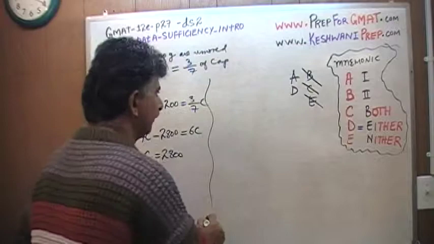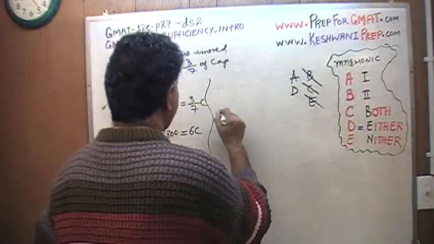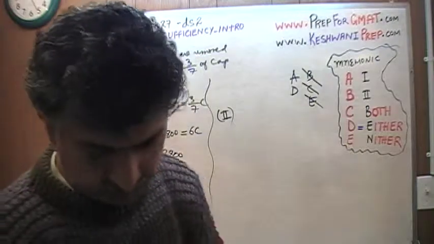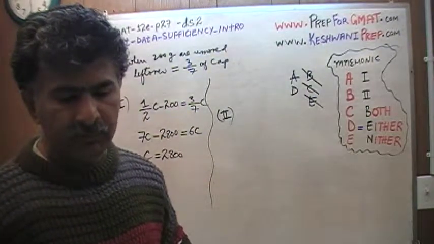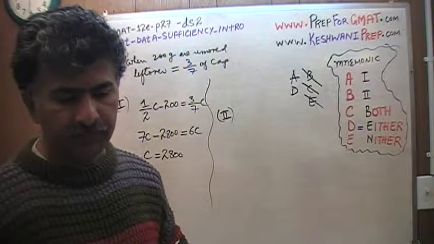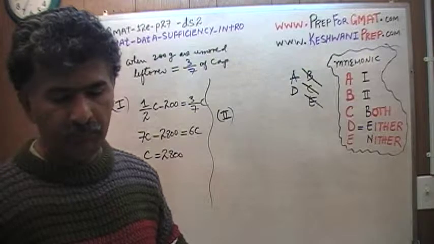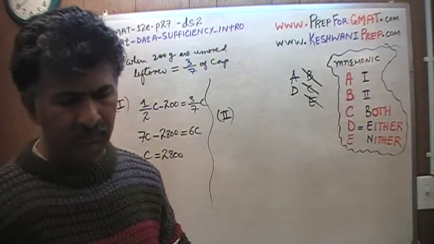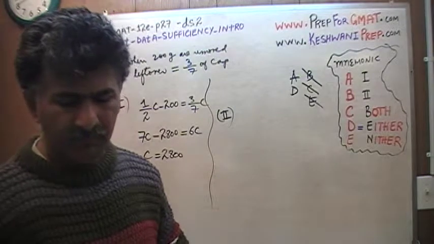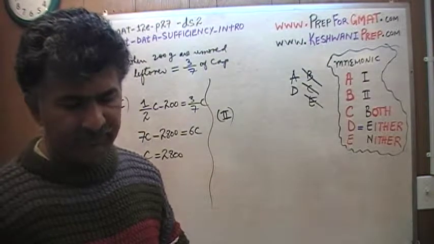Let's look at the second statement. Let's see if the second statement by itself also does the job. The second statement says, after 200 gallons were removed, the volume of the oil left in the tank was 1,600 gallons less than the tank's capacity. I don't know why I see dollars everywhere.